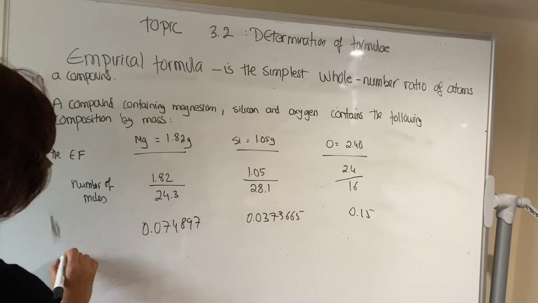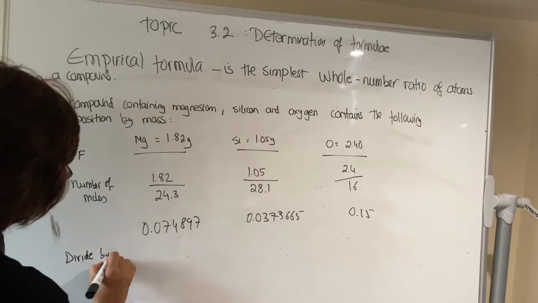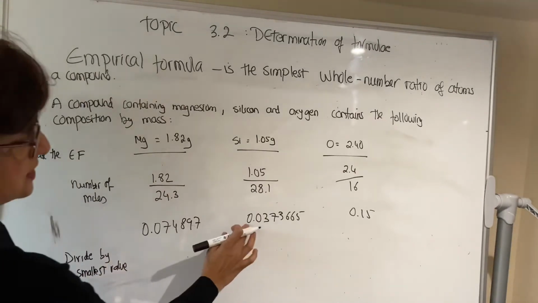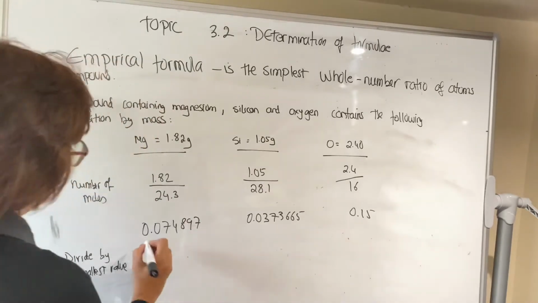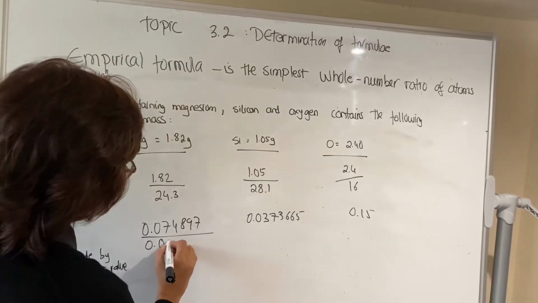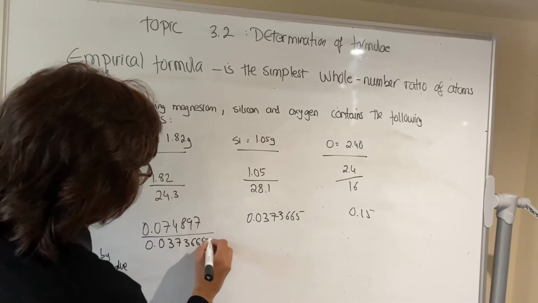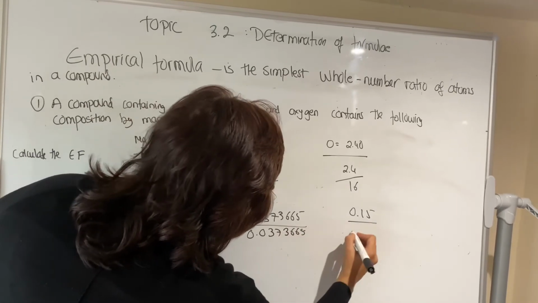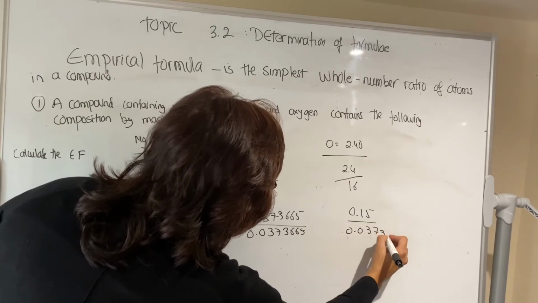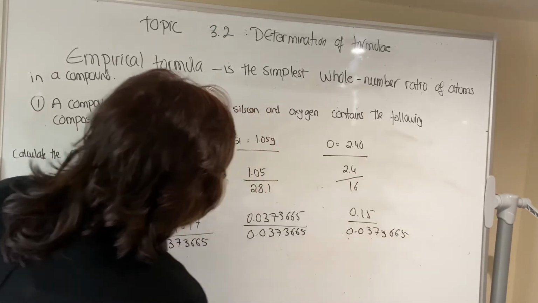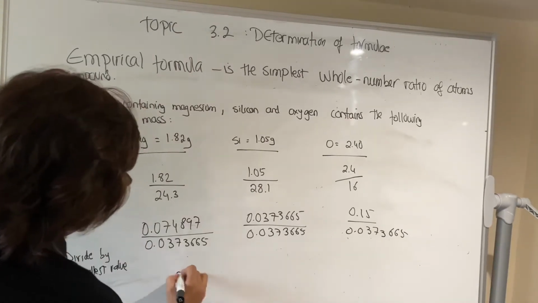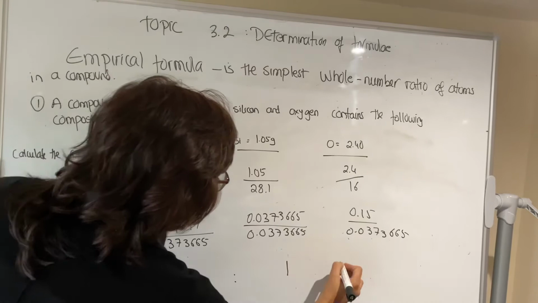You divide by the smallest value. So the smallest value here is this value here. It's the smallest for all of them. So you divide everything by that value. Okay, so then you get a ratio here. If you divide, that gives you a ratio of 2 to 1 to 4.